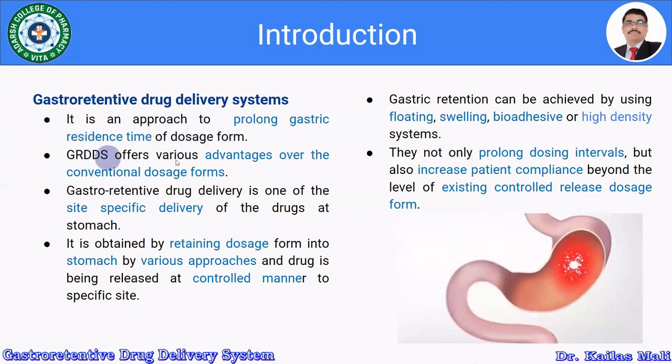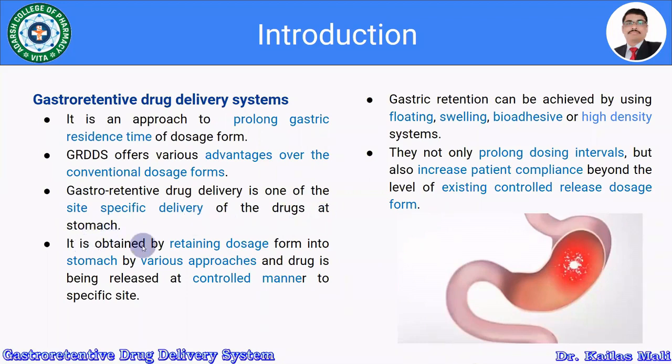It offers various advantages over the conventional dosage form, as conventional dosage forms have certain limitations, and it is possible to avoid these limitations by designing and developing the gastroretentive drug delivery system. Gastroretentive drug delivery is one of the site-specific drug delivery systems, as we are targeting the stomach. The formulation is going to reside in the stomach. So it is one of the site-specific deliveries of drugs at the stomach.